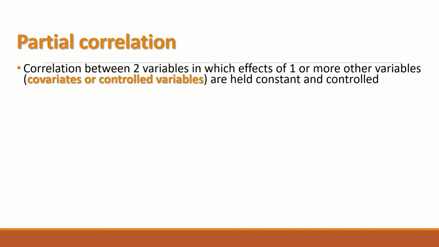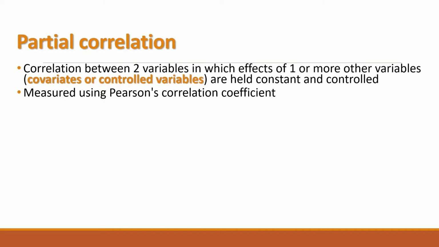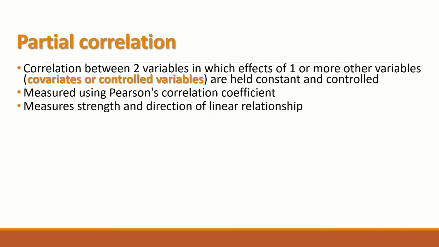The test done in this case is called partial correlation. The test is measured using the Pearson product moment correlation coefficient. It measures the strength and the direction of a linear relationship between two variables. Thus it is considered here to be two variables, so it's bivariate.